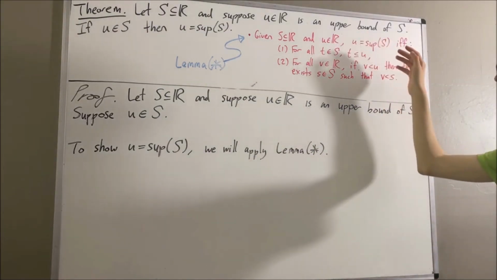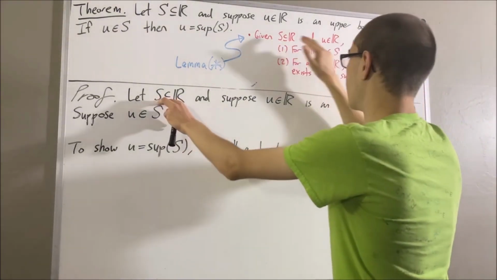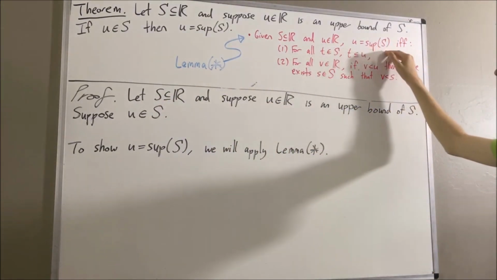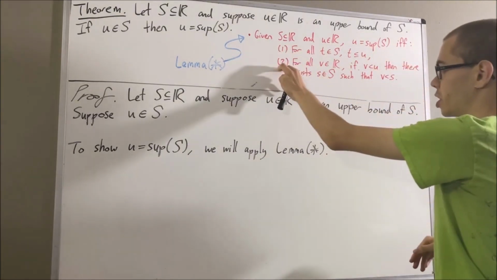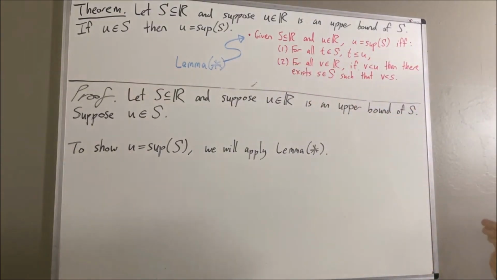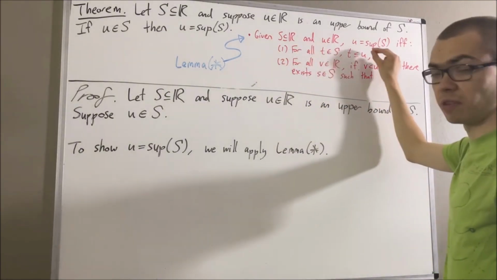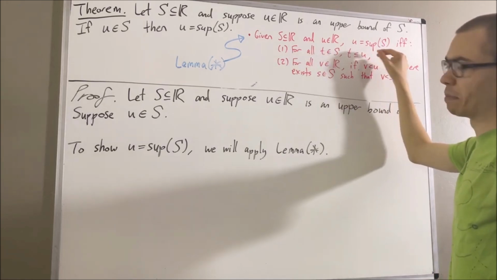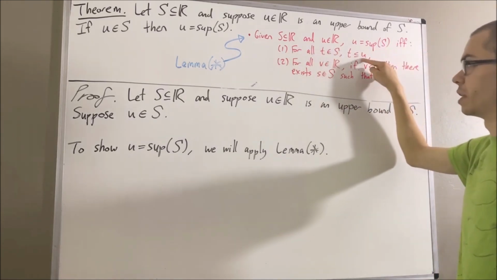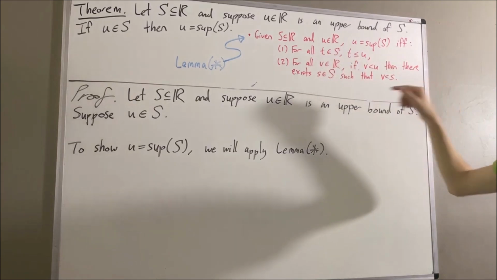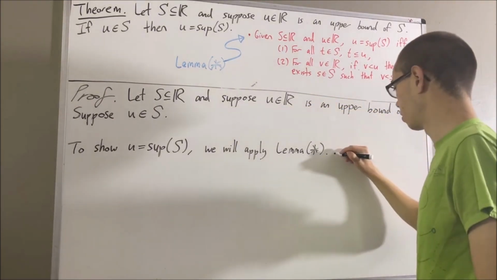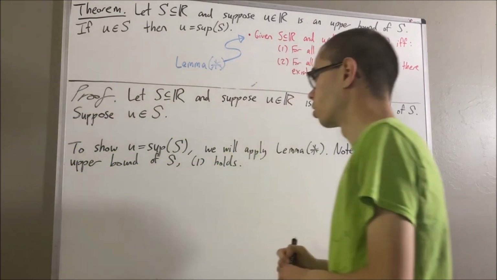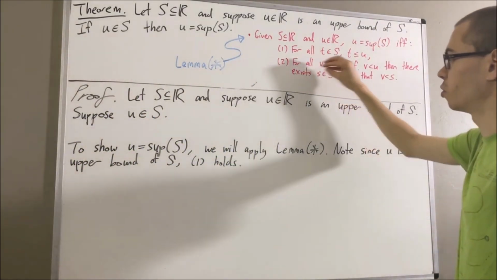Now, in applying this lemma, we're going to take S to be S and U to be U. And to show that U is the supremum of S, we're going to show that both condition 1 and condition 2 are satisfied. Well, we already know that condition 1 is satisfied because condition 1 is the same thing as what it means by definition for U to be an upper bound of S, right? And we know that U is an upper bound of S. So all that's left to do is show that 2 holds.